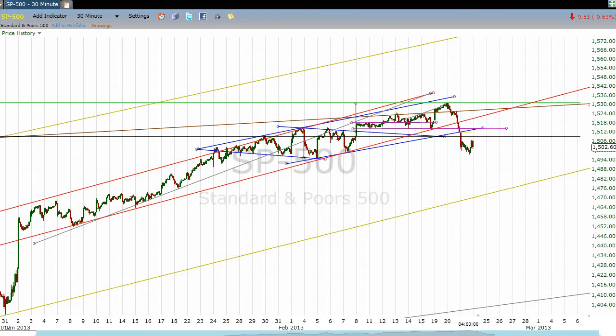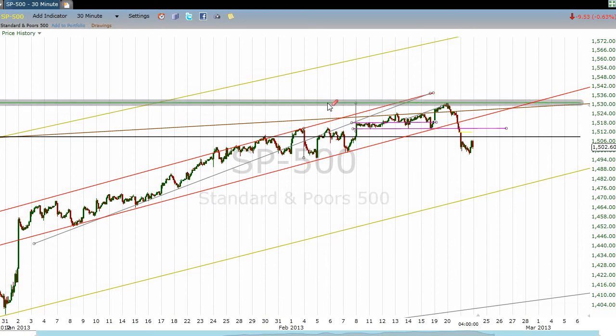And I'm going to erase our diamond lines over here. Just remember, Jim pointed out that diamond pattern and it worked. That's all I want you to remember. The target to that pattern was about 1530 and change. We got up to 1530 and change. Once we got up there, then we started to sell off.